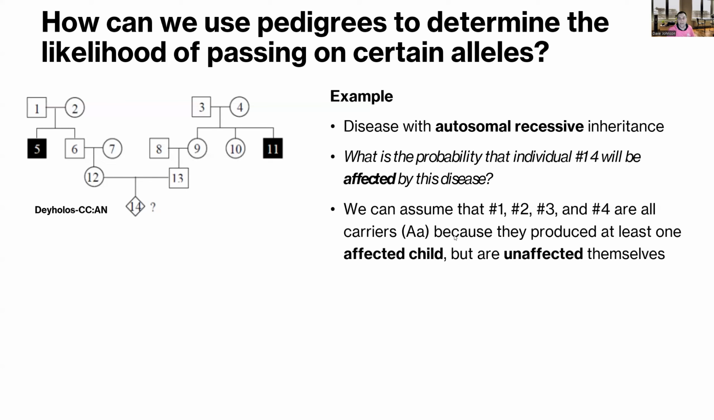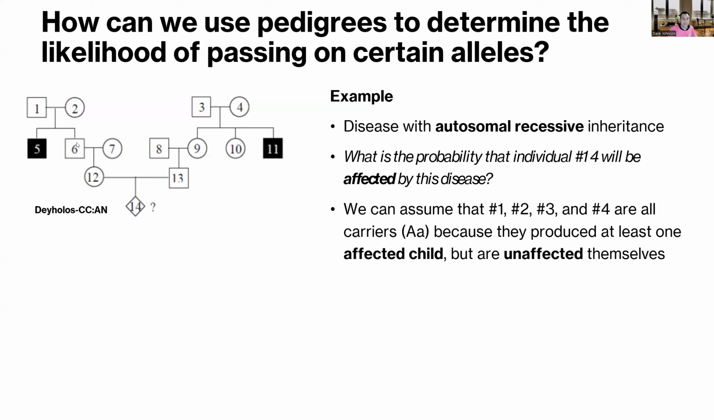We are going to assume that numbers 1 and 2, grandparent set 1, and 3 and 4, the other side of the family, grandparents, are at least carriers. So why can we make this assumption? Well, here's why. First off, none of these individuals has the disease. They're not affected by this. Whatever it is, they're unaffected individuals. But they've each had at least one child that has been impacted and is affected. And the only way that can happen is for them both to be carriers, because this is an autosomal recessive trait. Okay.